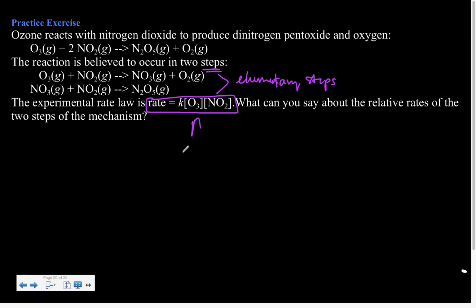We know that the rate law is always going to be based on the rate determining step, which is also our slow step. Whatever step is the slowest is going to have a bigger impact on my rate than any other step. This says my rate law involves ozone and NO2. Ozone and NO2 both show up in this step, which means this must be our rate determining step, our slow step, and this would be our relatively fast step. Does that make sense?